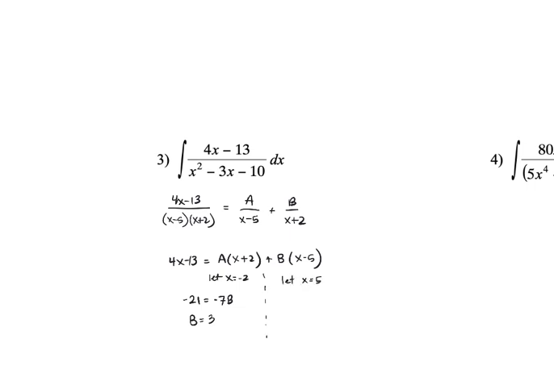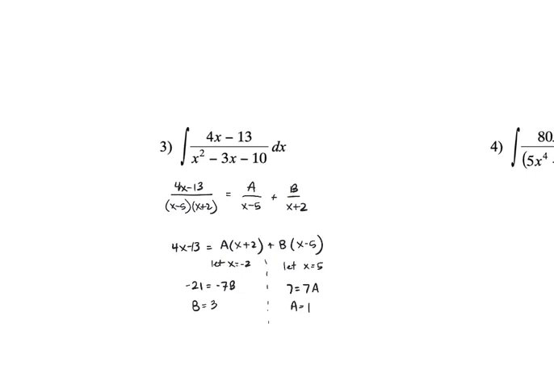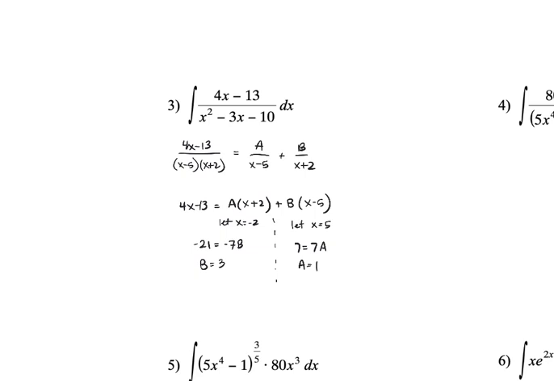And then if we do it one more time to solve for a, we're going to let x equal 5 this time. If we let x equal 5, that's going to be 0 times b, so b disappears. 5 times 4 is 20, minus 13 is 7. And then 5 plus 2 is 7, times a is 7a, so a is equal to 1. So the partial fractions become 1 over x minus 5 and 3 over x plus 2. So we have 1 over x minus 5 plus 3 over x plus 2.